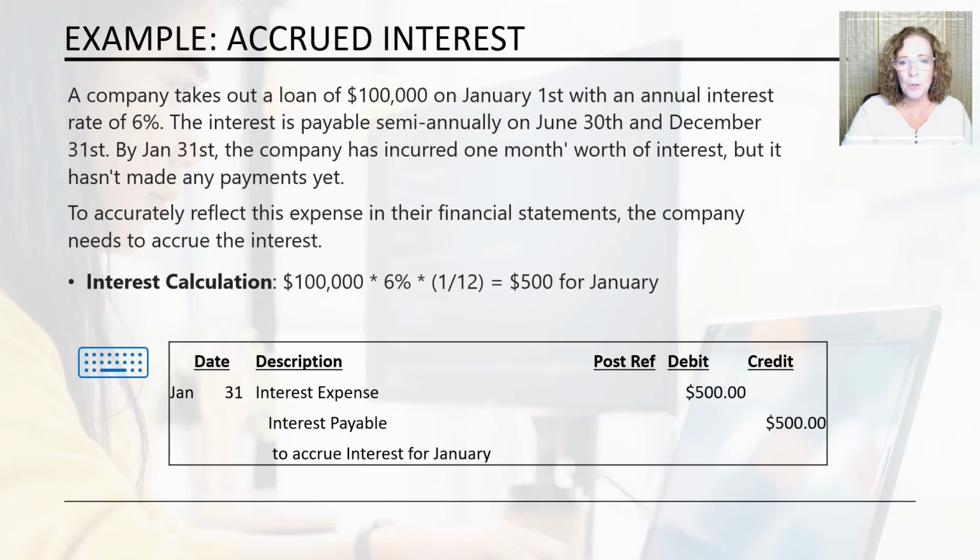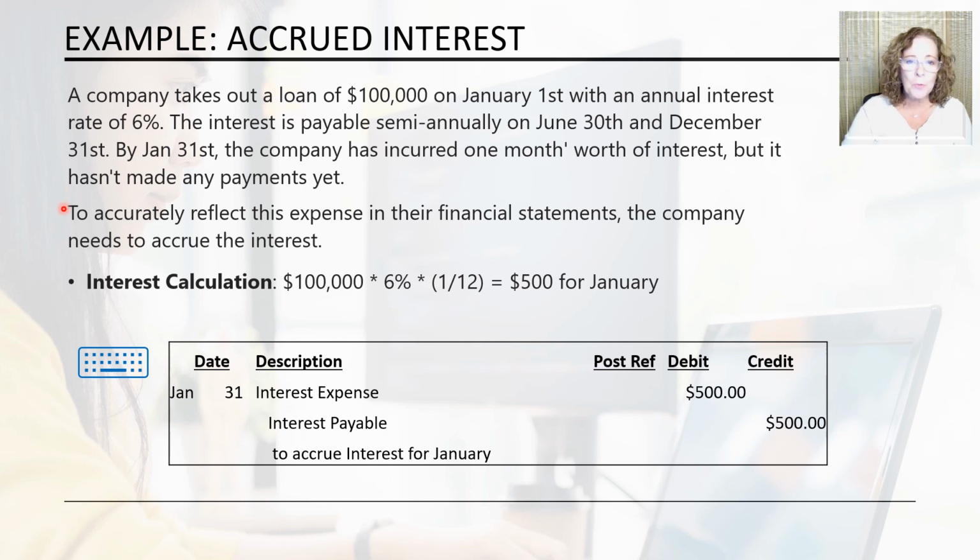Here's another example for accrued interest. In this example, the company takes out a loan of $100,000 on January 1st with an annual interest of 6%. The interest is payable semi-annually on June 30th and December 31st. By January 31st, the company has incurred 1 month worth of interest, but it hasn't made any payments yet. To accurately reflect this expense in their financial statements, the company needs to accrue for the interest.